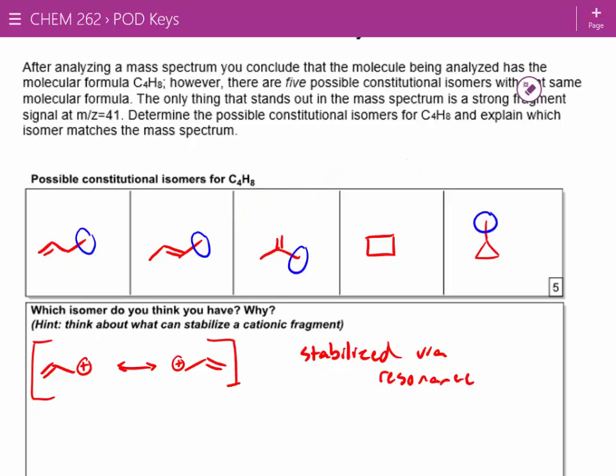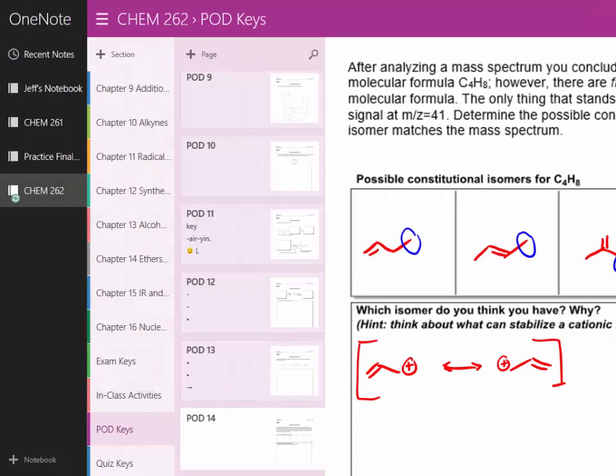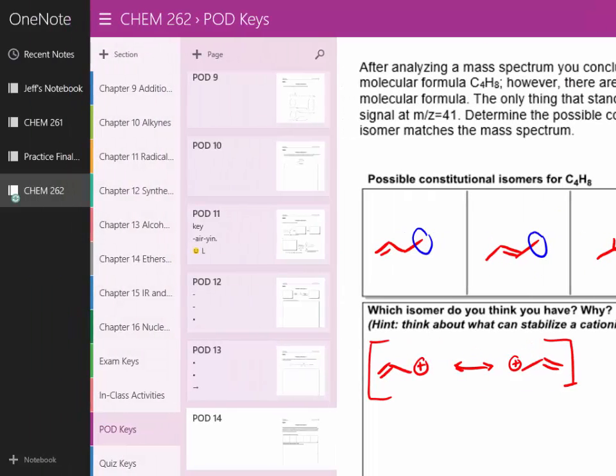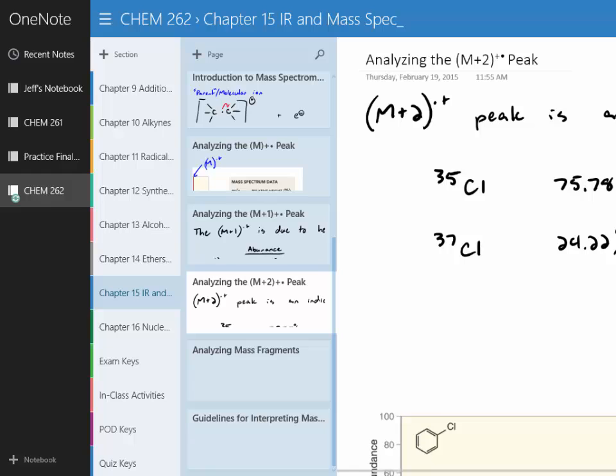But what we're going to do is we're going to learn some new tools that can be used to distinguish between diastereomers and a lot of other structural features within molecules. So let's finish up our mass spec portion.